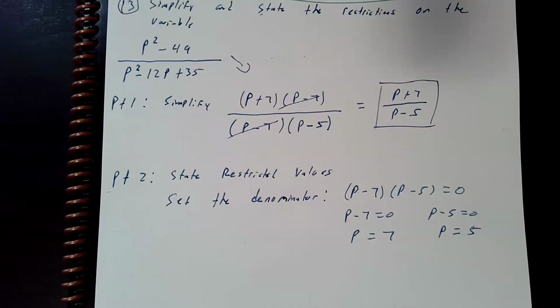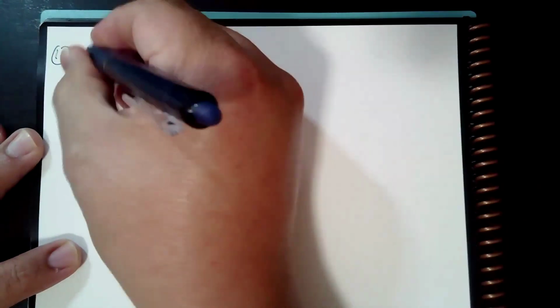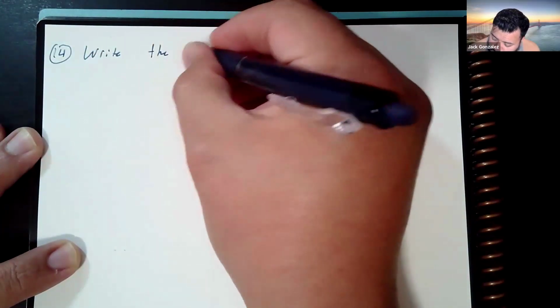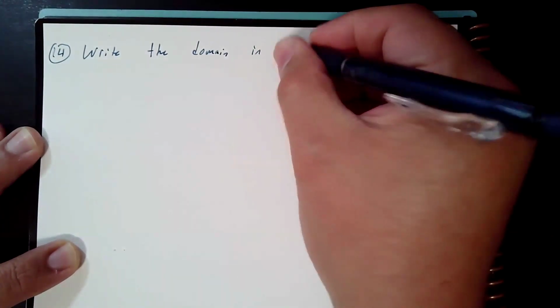All right. Okay, looks like I got it right. It's 14. Is 14 the same, or not? Oh no, it's a little bit different. You want the domain. So write the domain in interval notation.